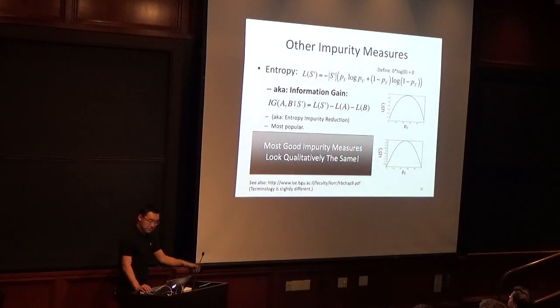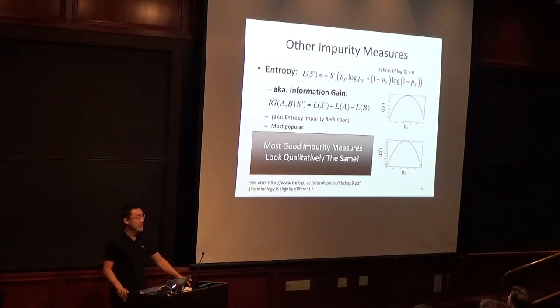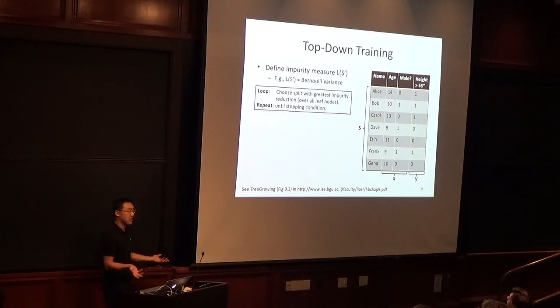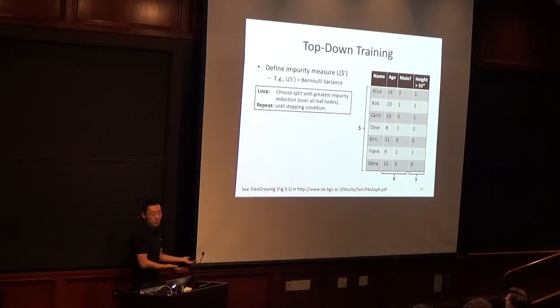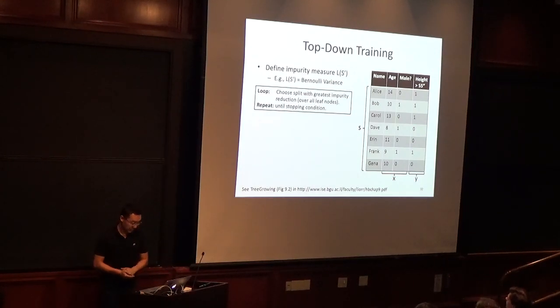Okay, so in conclusion, all the good impurity measures look qualitatively the same. They give you a handle on how to greedily grow this tree with one step look ahead procedures. So let's formalize what that looks like. You all hopefully have an intuition of what the training algorithm looks like. I'm going to present it to you more formally now. So the algorithm works as follows.